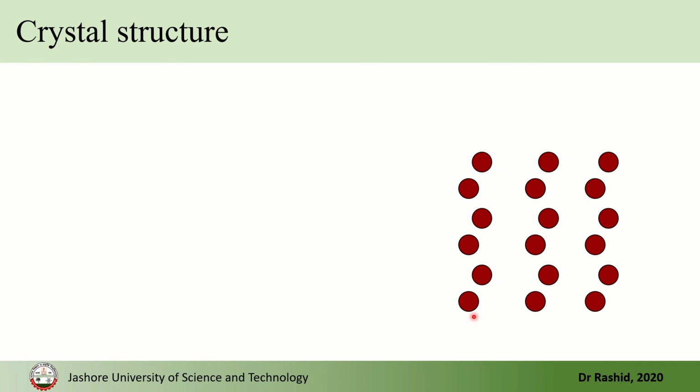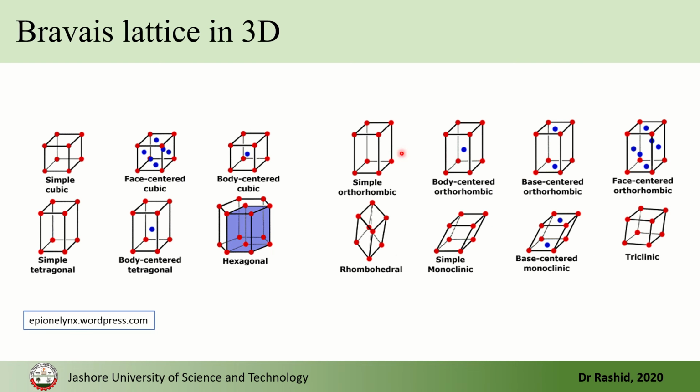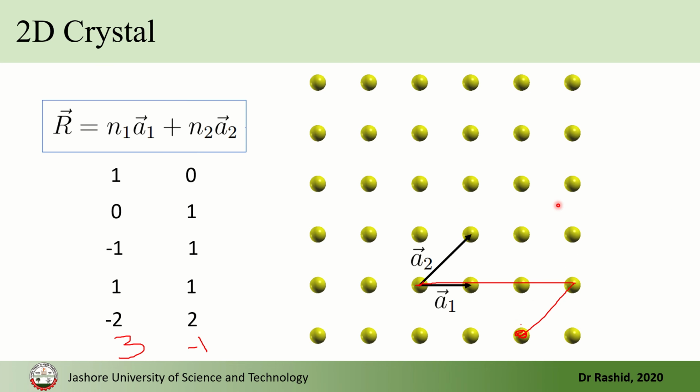Now there is another thing in the crystal structure. So first let us answer this. Is it a crystal or not? This is a crystal because we can see the regularity of this arrangement. But this is not any of these Bravais lattices. In fact, this is 2 dimensional. So this is not like even this one.